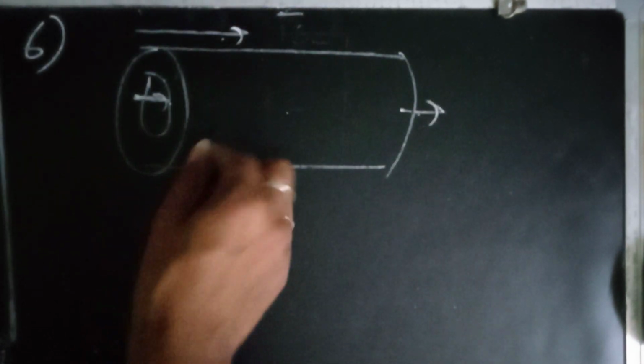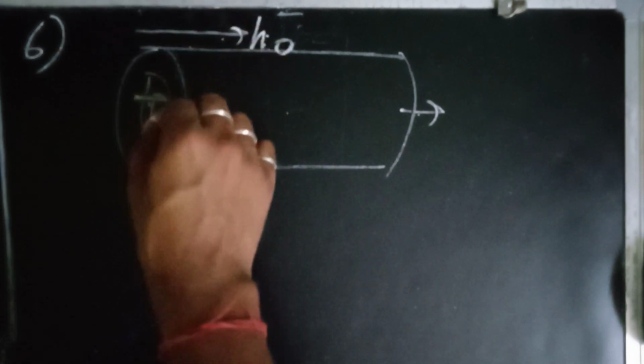Now the next question, question 6. This was about a pipe, a cylinder. There were two areas, with an inside flow and an outside flow. So there was some h_i and h_o, and different areas.